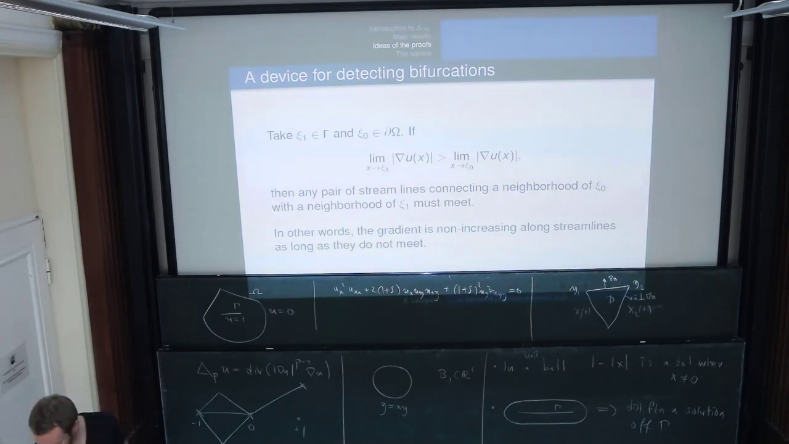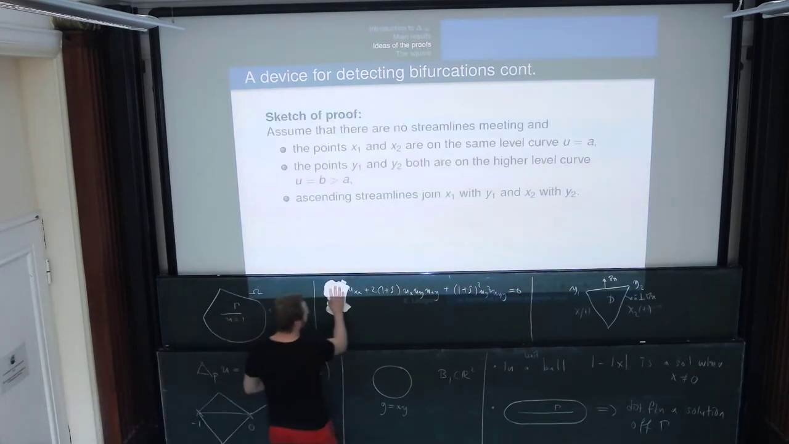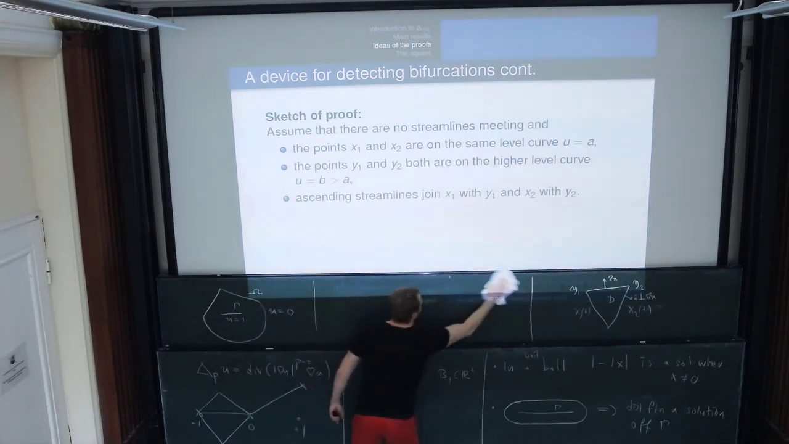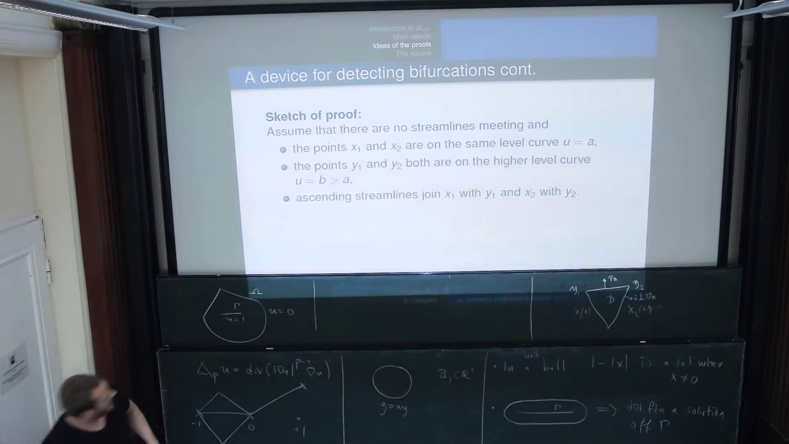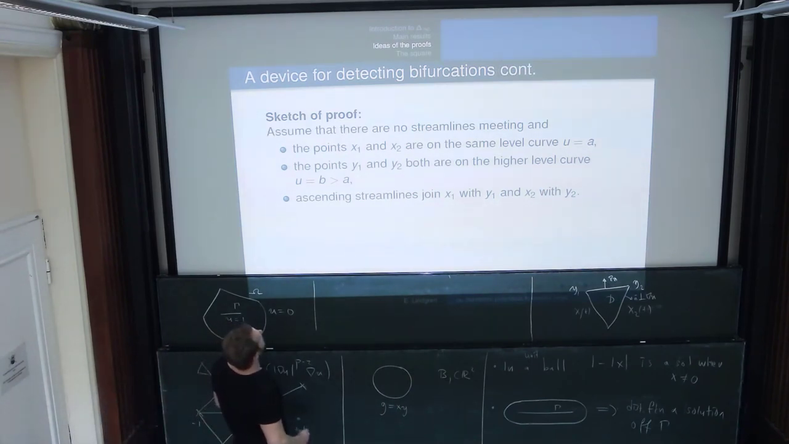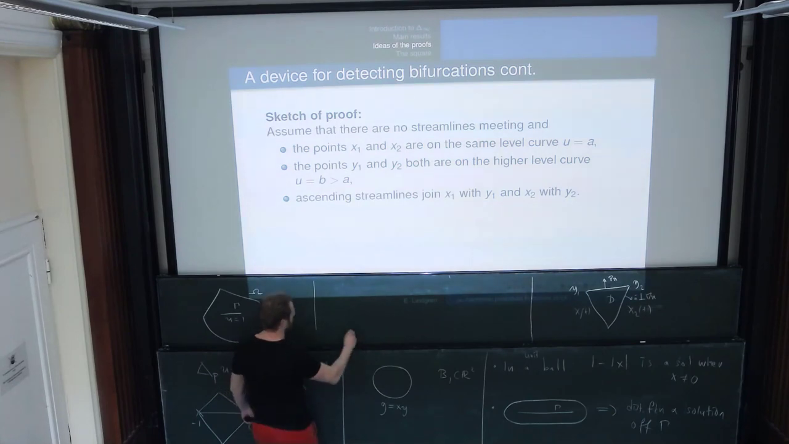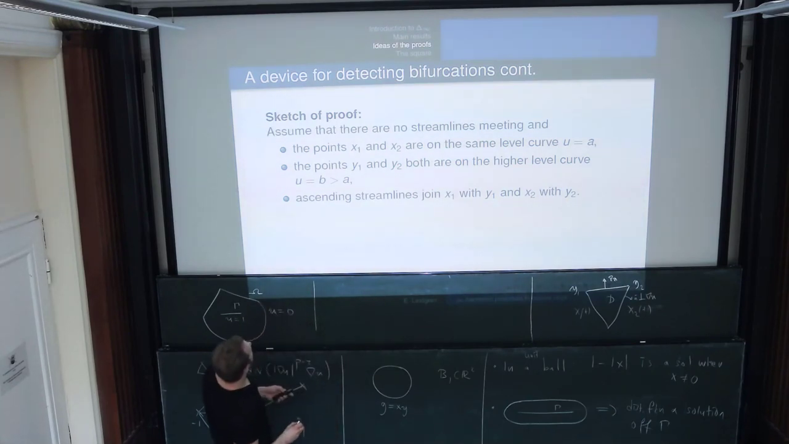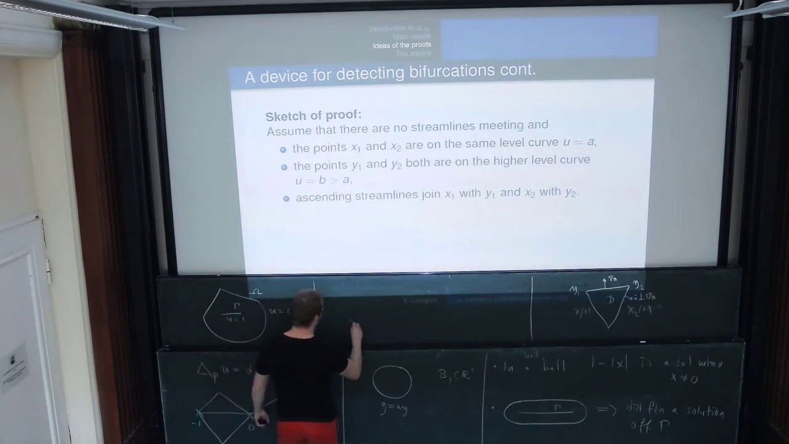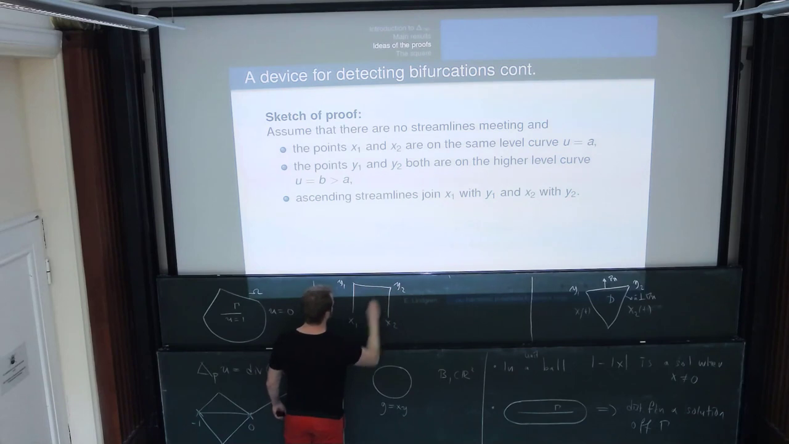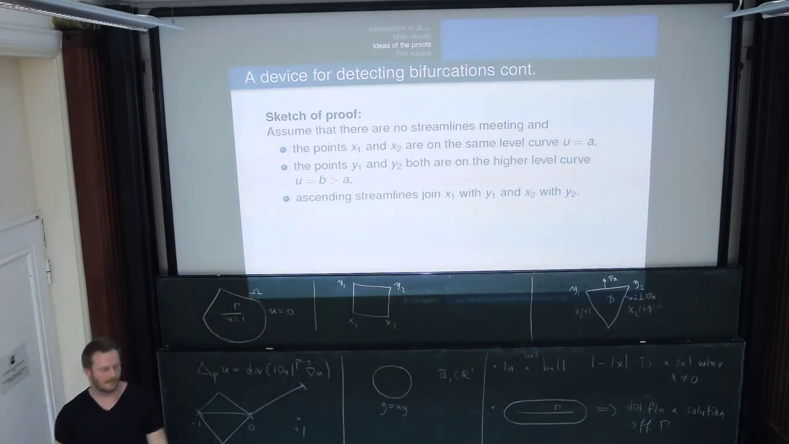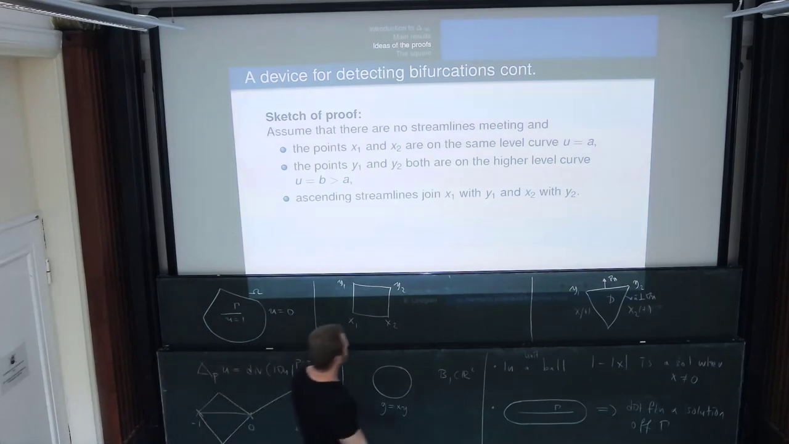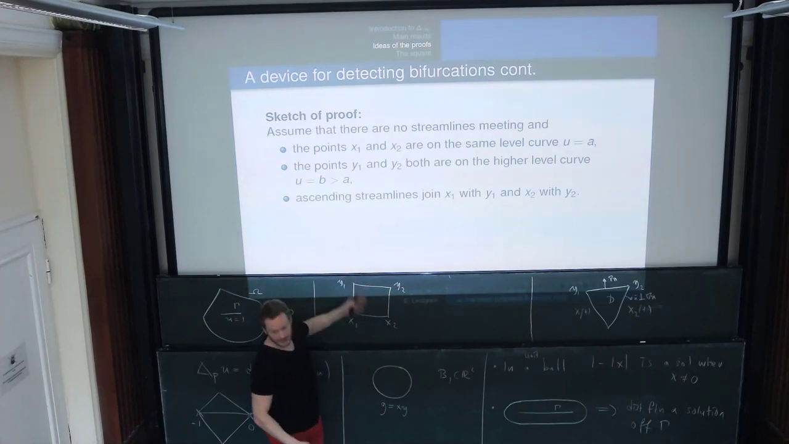So, how do we prove this? Well, like I said to someone in the break, basically this is just first year calculus. So suppose that there are no streamlines meeting. So you have a point here. So where did we start? So I have x1 here, x2 here, and we go up. Now I'm drawing a very straight picture, but suppose it looks like this. Here's a level set, and here's a level set. But then you make the same conclusion that the gradient is orthogonal to the normal on these sides and parallel to the normal on these sides.